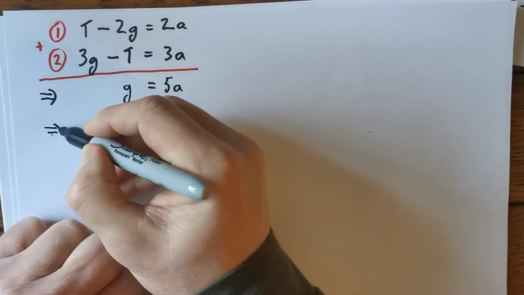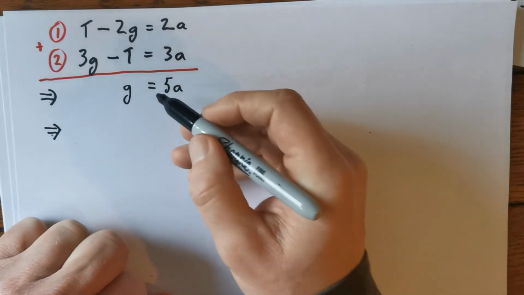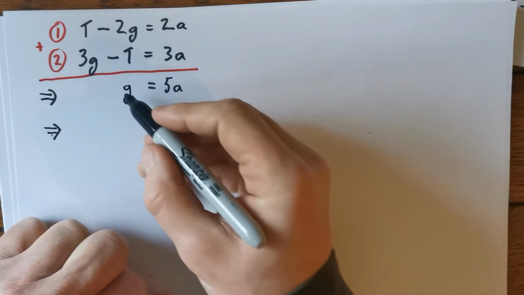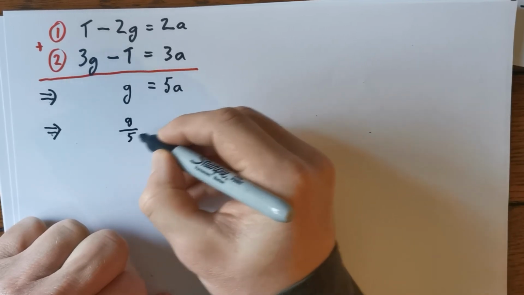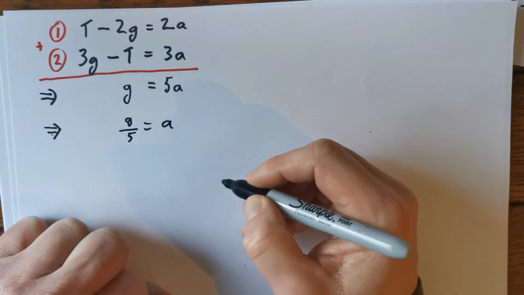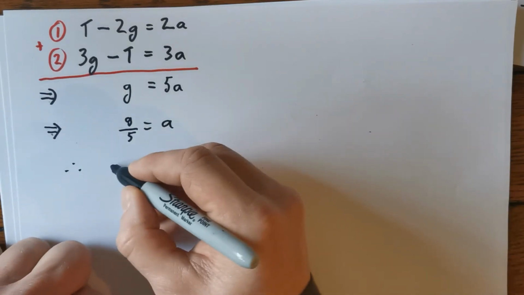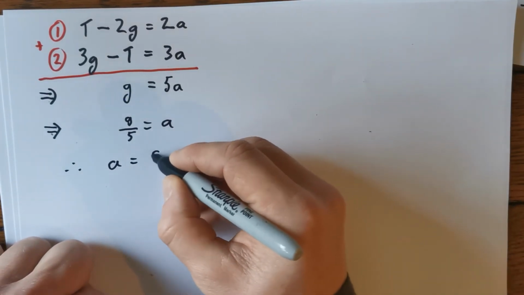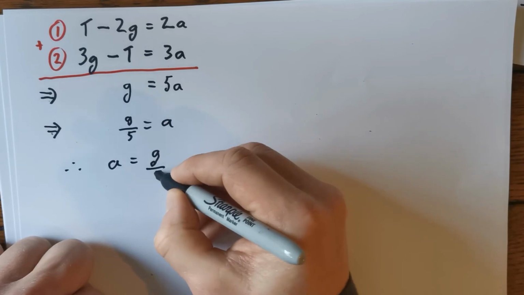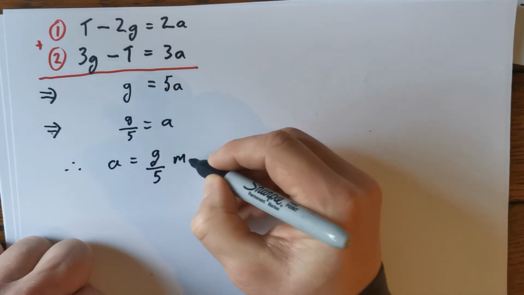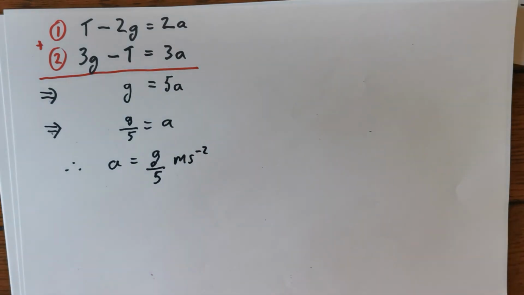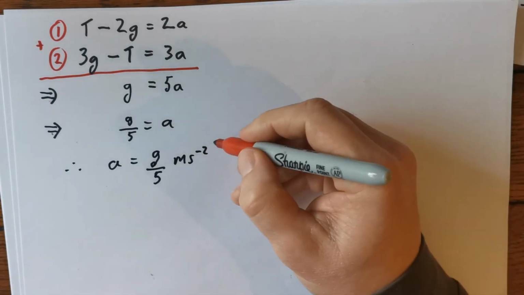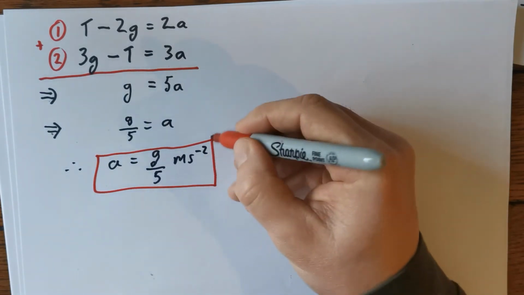Solving this equation using the division property, if both sides of the equation are divided by the same quantity, then the two sides remain equal. I'm going to divide by 5 to find a single acceleration. So therefore, the acceleration of the system is equal to g over 5. And the units will be meters per second squared. And that's my solution for part 2, which was to find the acceleration.